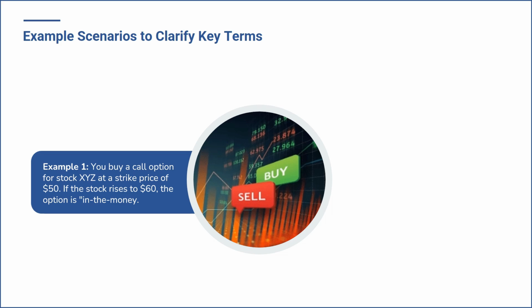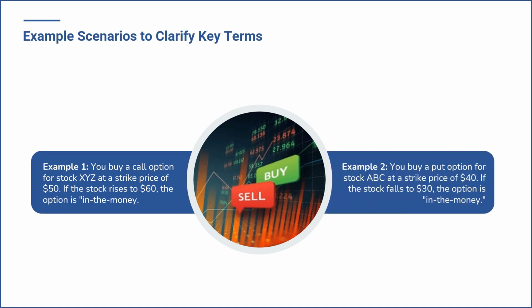Right? From 50 to 60 is in the money. Now, let's look at example two. You buy a put option for stock ABC at a strike price of $40. If the stock falls to 30, the option is in the money because it's a $10 difference, right?